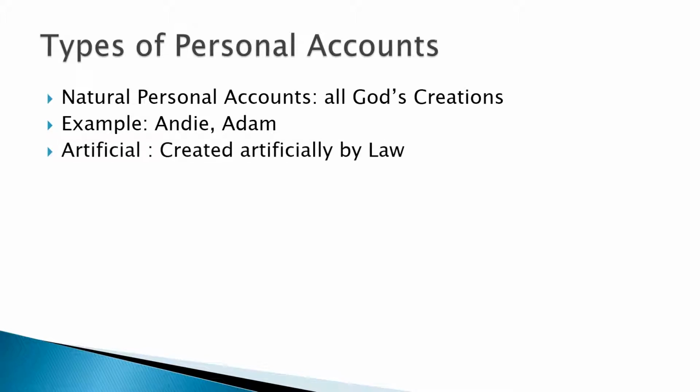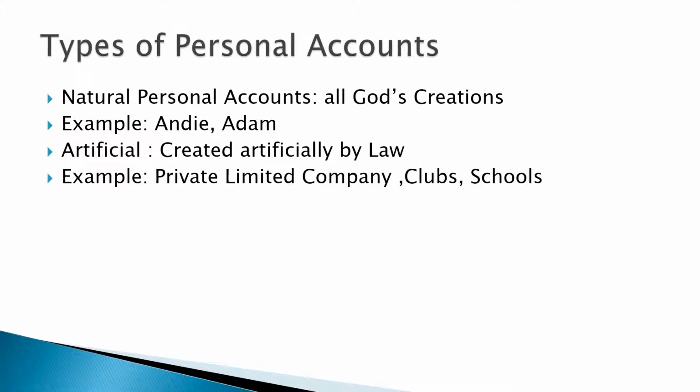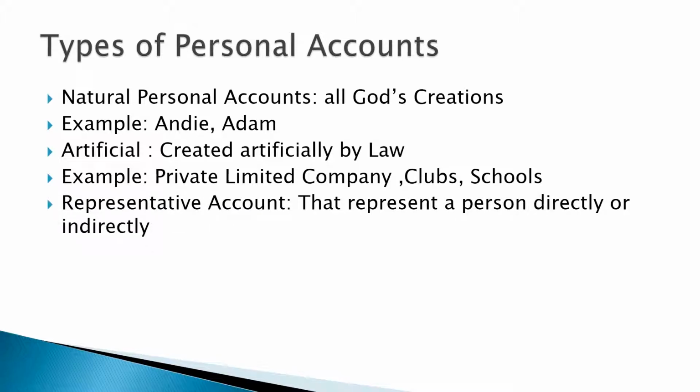Second one is artificial personal accounts. Personal accounts which are created artificially by law, such as corporate bodies and institutions, are called artificial personal accounts. Examples are private limited companies, clubs, schools, etc. And the last type of personal account is representative personal accounts.